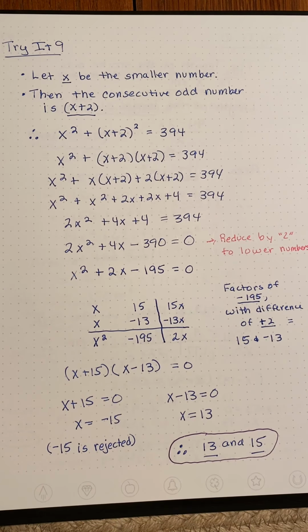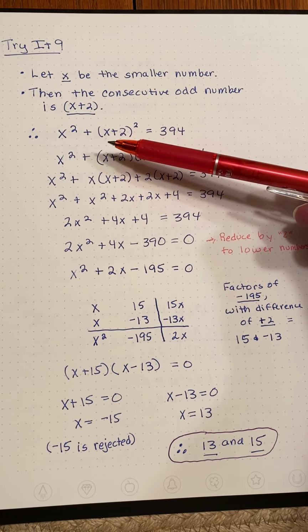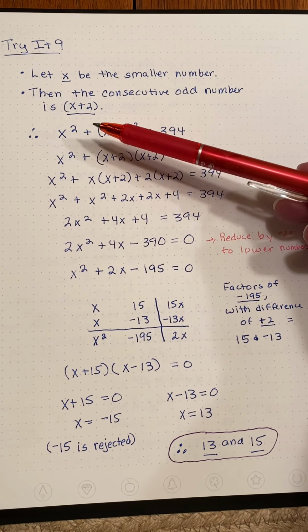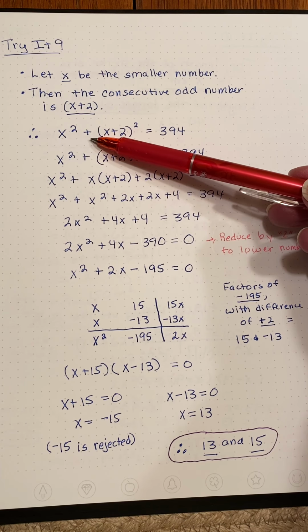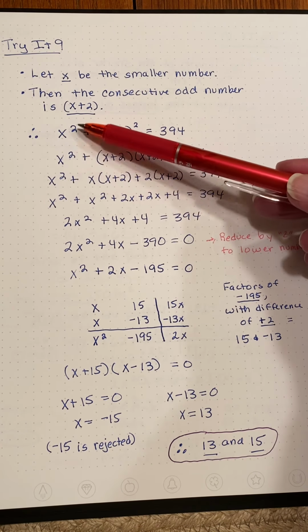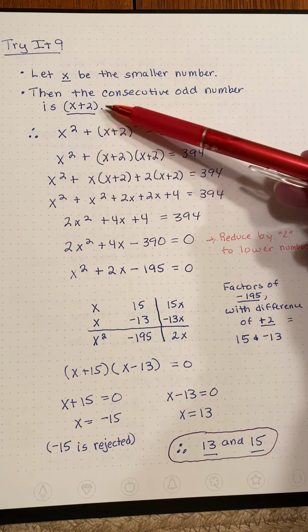So starting, we're going to let X be the smaller number. Then the consecutive odd number will be X plus 2. Remember, an odd skips the next one, so that's why we get X plus 2. Now we're going to put this into the wording of the problem. So it's the sum, or adding, the squares of these two numbers, X squared plus X plus 2 squared, is going to total 394. I need to switch this into a quadratic equation.